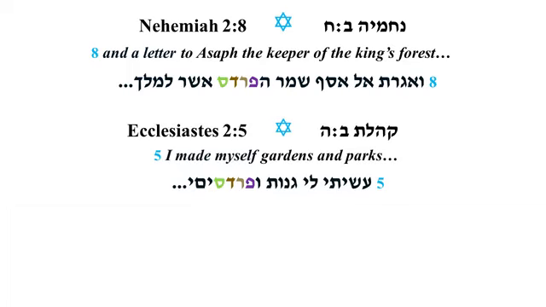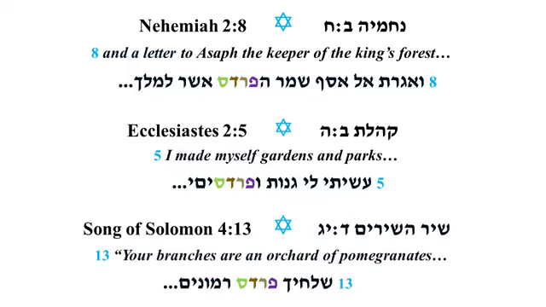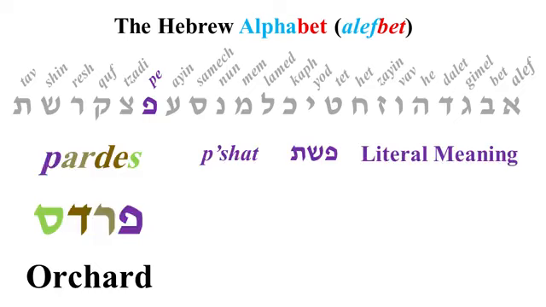It's translated as parks. In Song of Solomon 4:13, "your branches are an orchard of pomegranates." There's the word Pardes, meaning orchard. So it all has this orchard, garden, park, forest theme. Okay? And those 4 letters that spell Pardes represent 4 ways of interpreting a particular scripture.